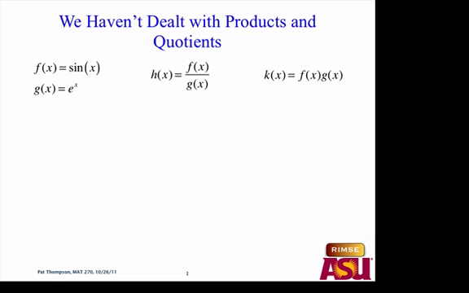Suppose that f and g are sine and e to the x. So here's a function that's made up of the quotient of those two. Here's a function k that's made up of the product of those two. So the question is: is the rate of change of the quotient equal to the quotient of the rates of change? And is the rate of change of the product equal to the product of the rates of change?